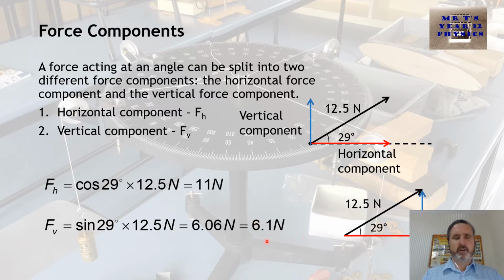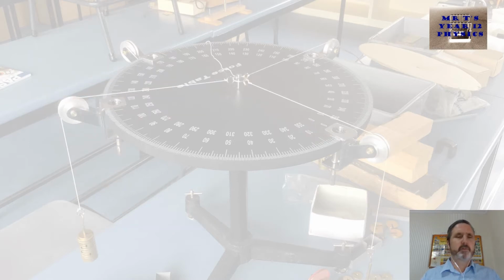It's 11 newtons. Our sine one here is 6.1 newtons. Now let's just have a look at these. If I've drawn this angle reasonably accurately, we can see that my vertical component is going to be smaller than my horizontal, and the answers I've got seem roughly in proportion, so I'm quite happy with how I worked out those components. Now there's a reason why we work out these components of this vector angle, and that's so we can solve more complex problems.